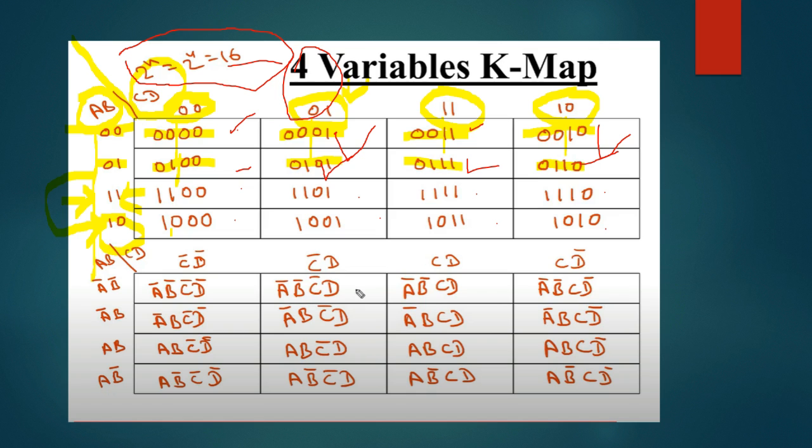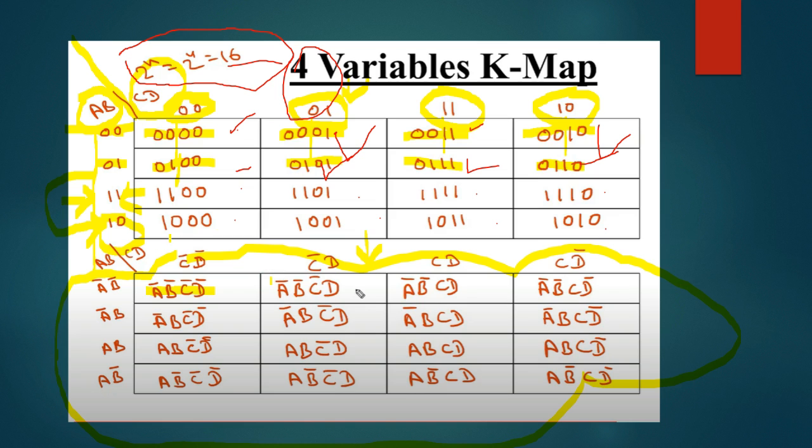Okay, so what about now? Let's look into this one. This is another representation. This same table is being represented in this manner. It is almost the same kind of representation, but in different forms. Okay, so this is how you can form a four variable Karnaugh map, I should say.